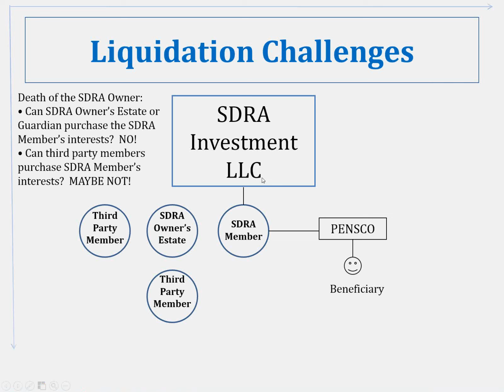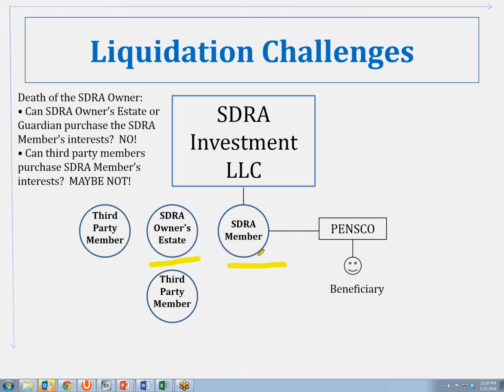So here's what happens. Now we have the self-directed retirement account owner, and it's their estate. Typically, if they've done estate planning, it might be a trust. It might be their probate estate, and many people are trying to avoid that. But we have the self-directed retirement account owner's individual units that are owned by his or her estate. It might be a trust or the estate.